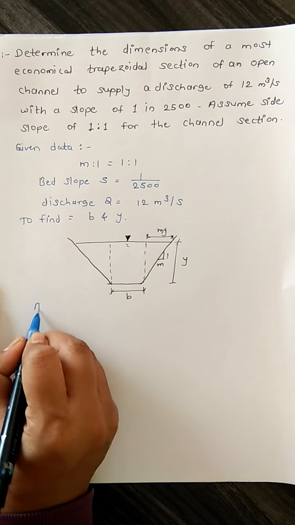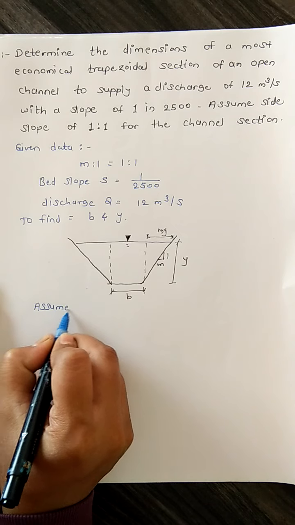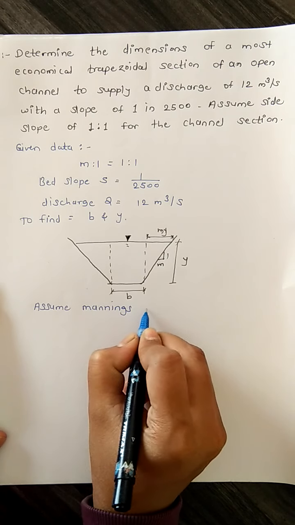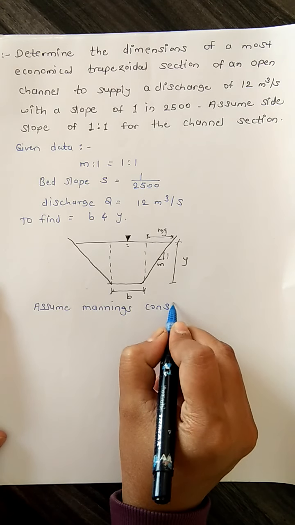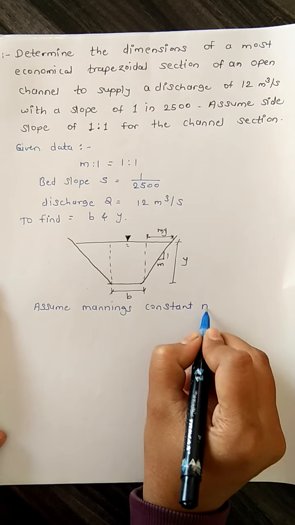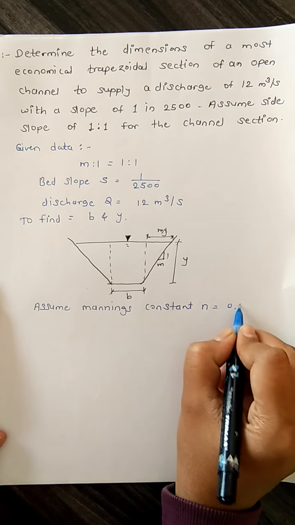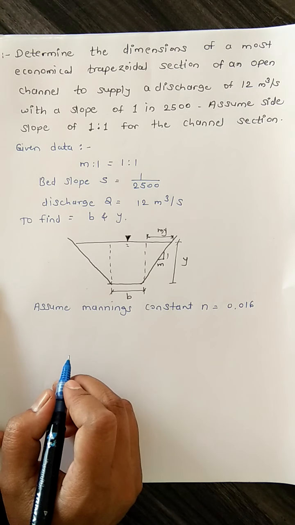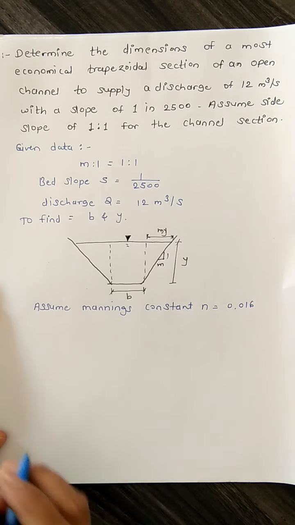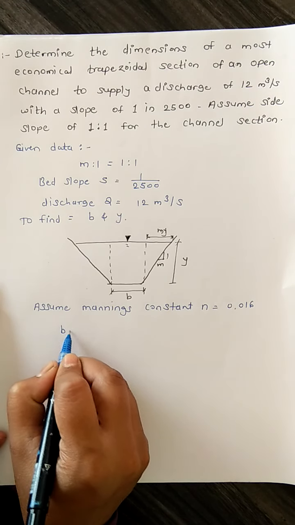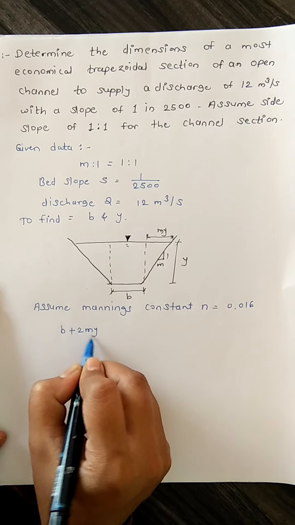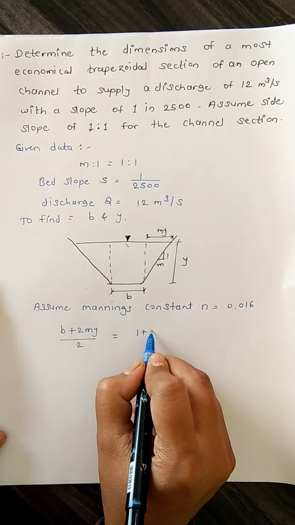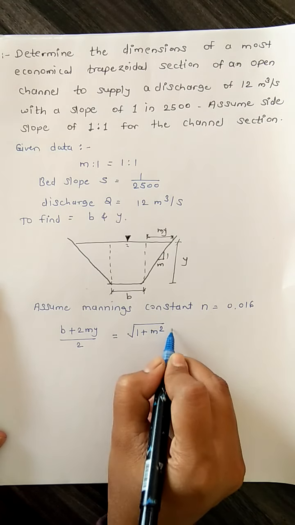Okay, in the problem we assume the Manning's constant, that is n is equal to 0.016. So we'll write here assume Manning's constant, that is n is equal to 0.016. Okay, for most economical trapezoidal section there is a formula for calculating B: B plus 2my upon 2, which is equal to under root 1 plus m square into y.